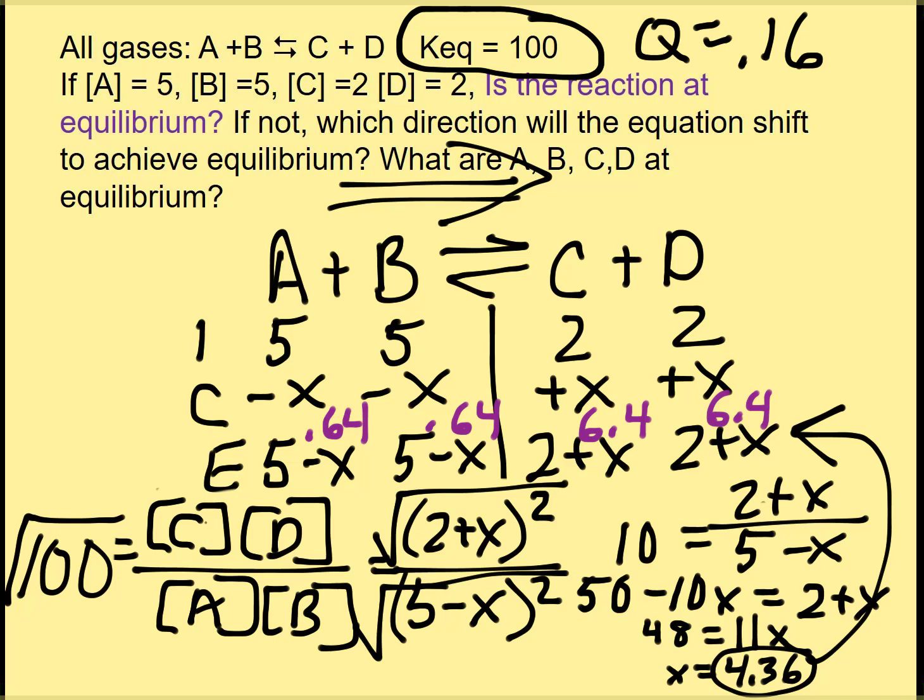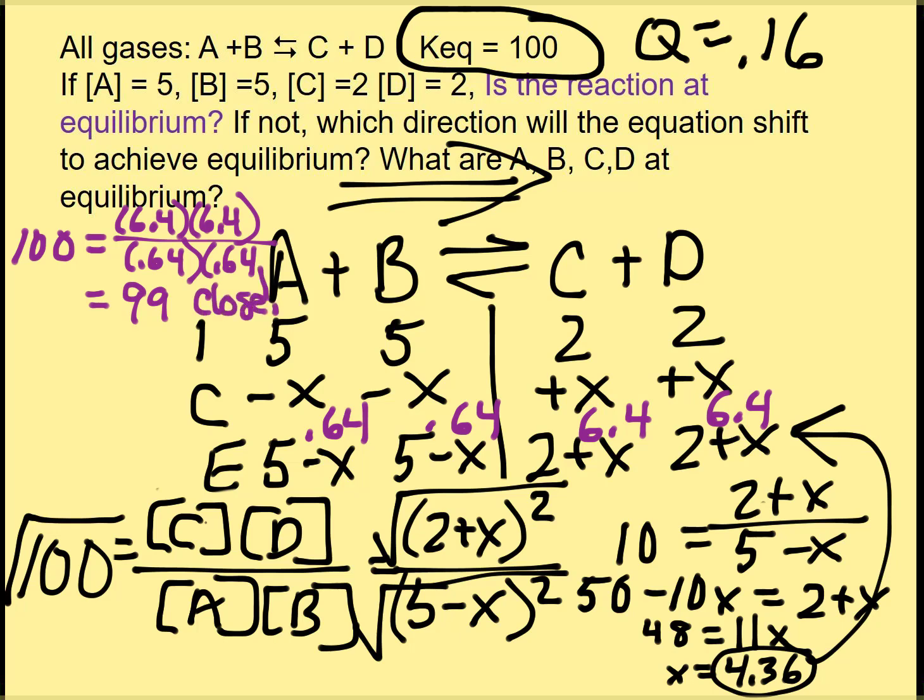Let's just double check that we've done everything right. So again, I know K is 100, and then solving for that equation again, I should have 6.4 times 6.4 divided by 0.64. And when I do all the math, I get 99, which is pretty close. So this is the answer. Probably just have some rounding errors. So you always can take your equilibrium values and then plug them back in to see if it matches that equilibrium constant. And we did a good job here.